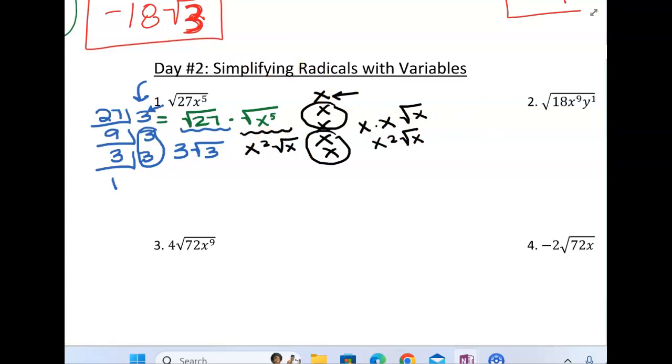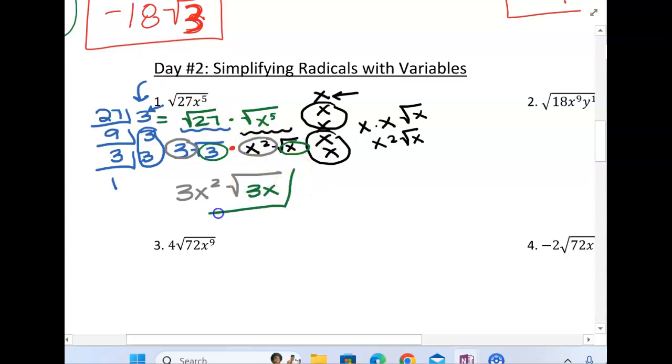Now remember, these two are just being multiplied together. So rather than multiply square root of 27 times square root of x to the fifth, I can now multiply 3 square root of 3 times x squared square root of x. And the cool thing about it is that I can simply go through and put everything on the outside together, so we have a 3 and an x squared on the outside. And then everything on the inside, so I have a 3 and an x on the inside, it just simply comes to 3x on the inside. And that is my final answer.